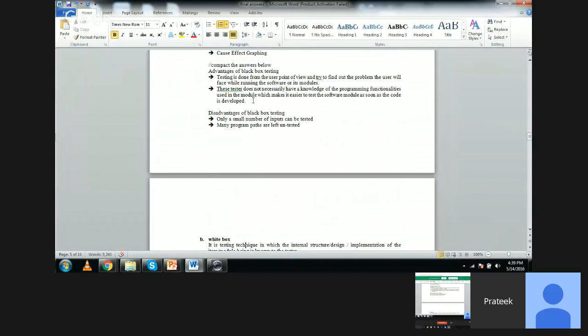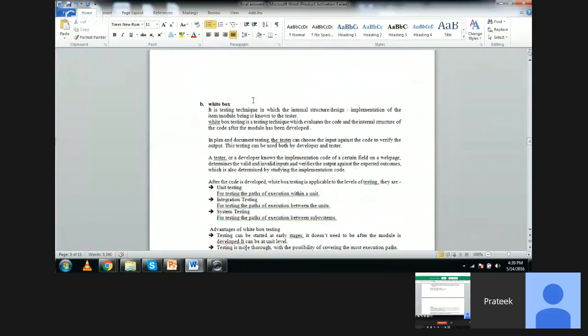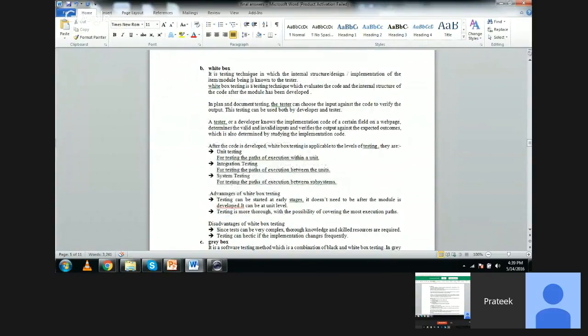Okay. Secondly, right now I'm describing white box testing. It is a testing technique in which the internal structure, design, and implementation of the module being tested is known to the tester. Okay, so I think the same explanation applies to this part as well. Compact these advantages and disadvantages, and the rest is, I think, okay. Oh, okay, fine.